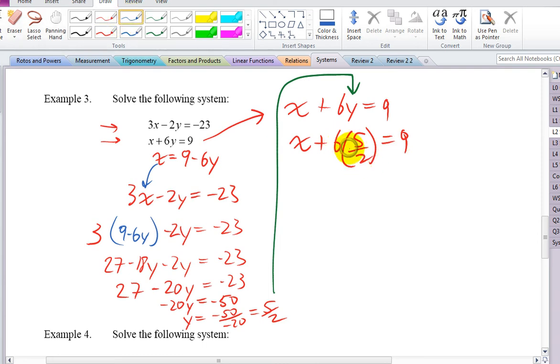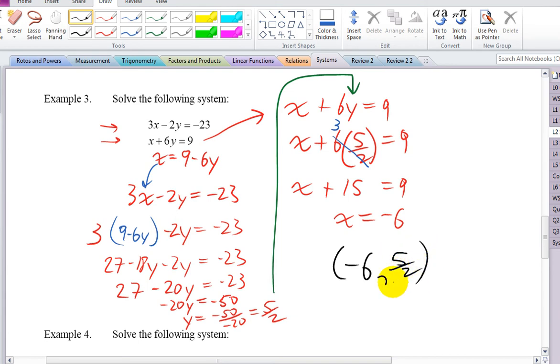What's 6 divided by 2? 3. So you can cancel out to a nice number. And then you can get x plus 15. x plus 15 equals 9. And so x equals -6. Okay. x equals -6. The solution, though, is what? -6, comma, 5 over 2. Okay. Questions?